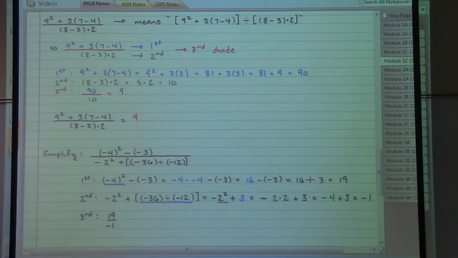19 divided by a negative 1. Positive divided by a negative will give us a negative. 19 divided by 1 gives us 19.